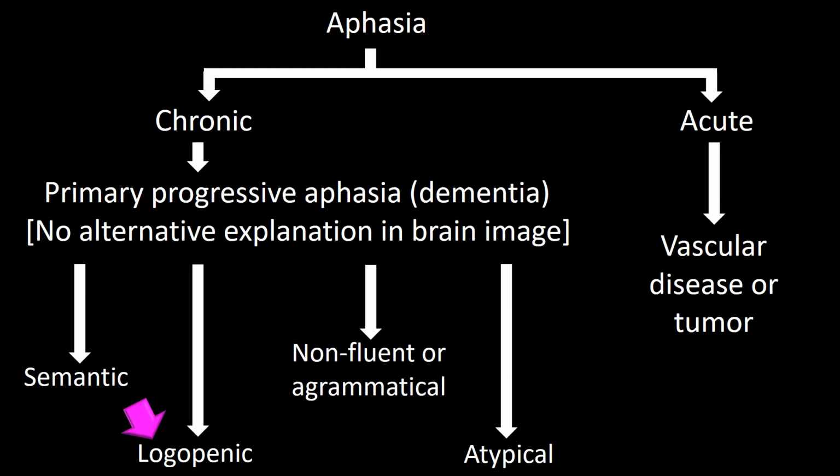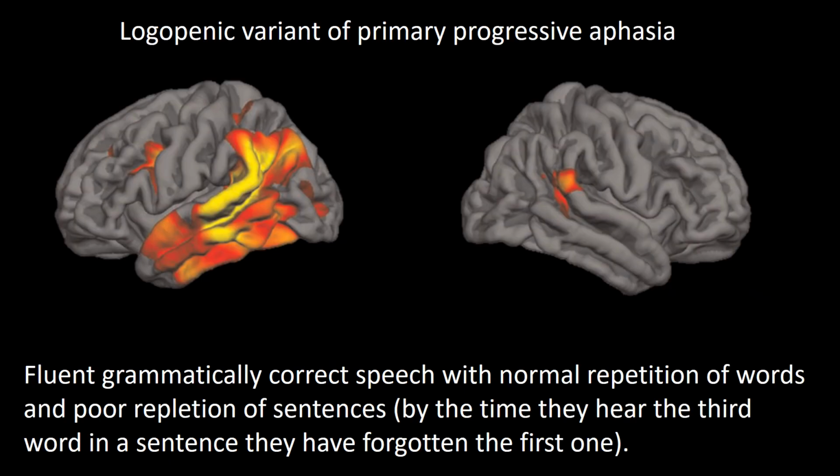In the logopenic variant, the damage is usually exclusive to the left hemisphere, involving the middle and posterior temporal lobes and extending to the parietal lobe, as you see in this frame. As in the semantic variety, patients with this condition also have fluent speech. The main feature of the logopenic variant is that by the time patients hear the third word in a sentence, they have forgotten the first one.